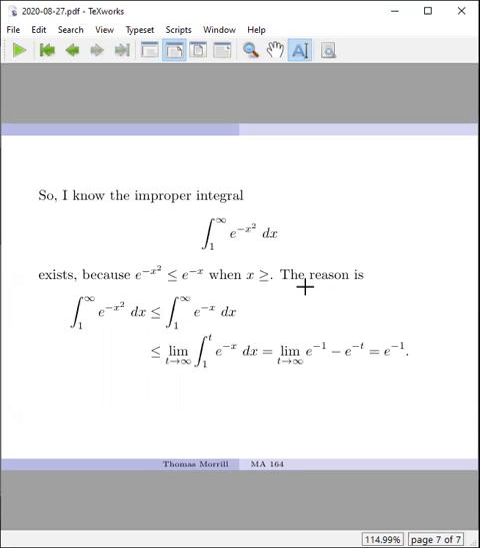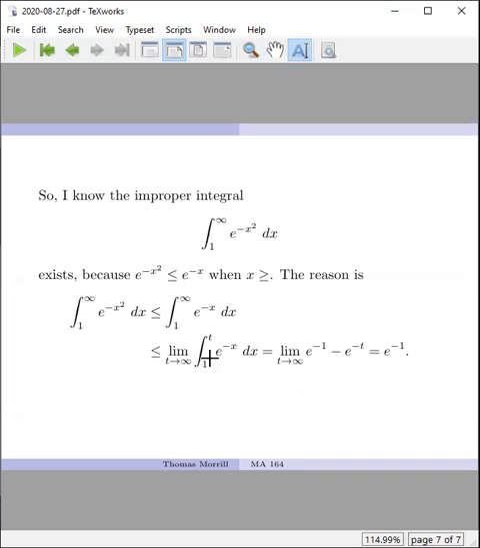So for the integral that I pictured, e to the minus x squared, I can say that this improper integral, if it exists, will be less than this other improper integral, which I can actually calculate, right? So my definition of the improper integral says integrate from 1 up to t first, then take the limit as t goes to infinity once you know what this formula is spelling out.